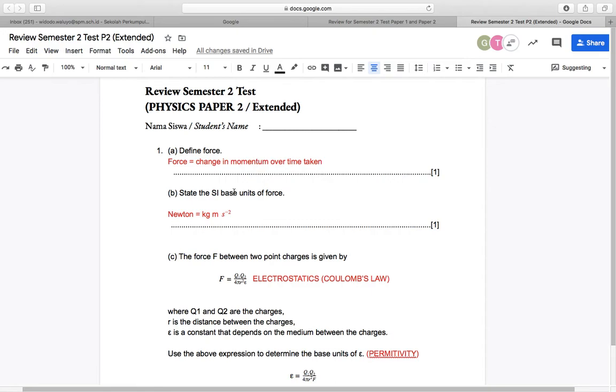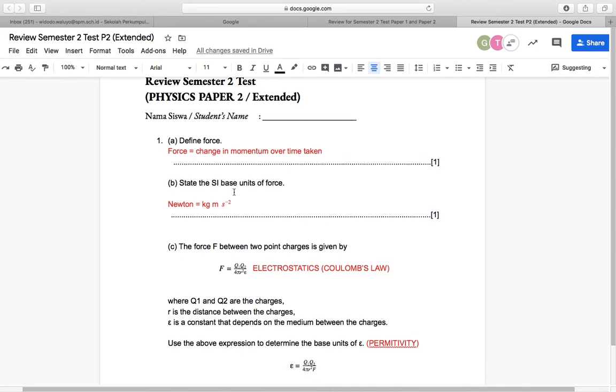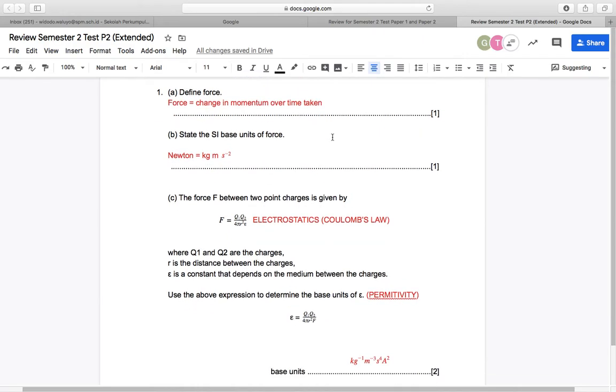Everyone, today I'm going to share with you again about solving questions in paper 2. This is from the student worksheet. Let us start with number 1 and so on. Define force. The first question is define force.